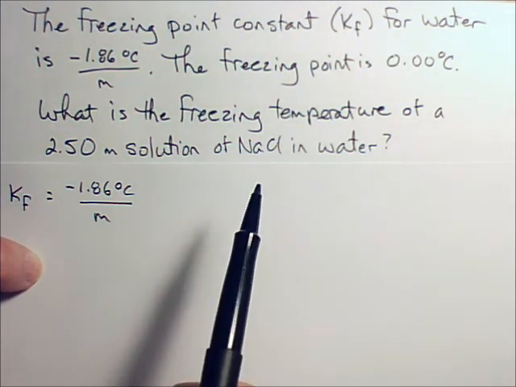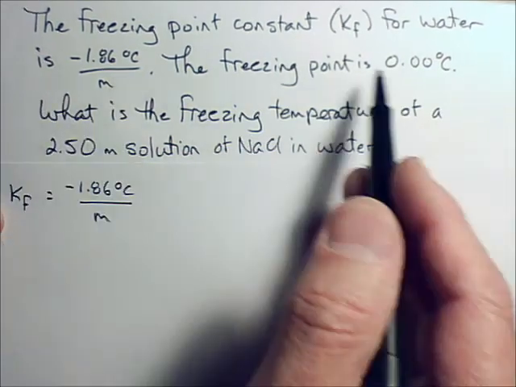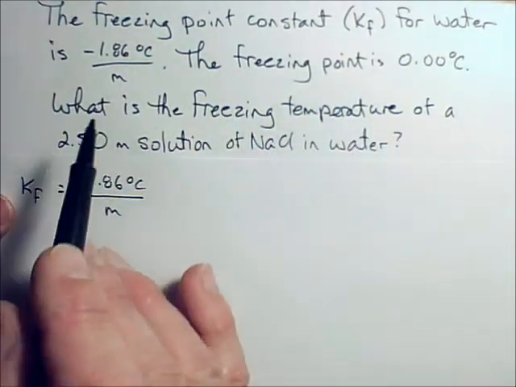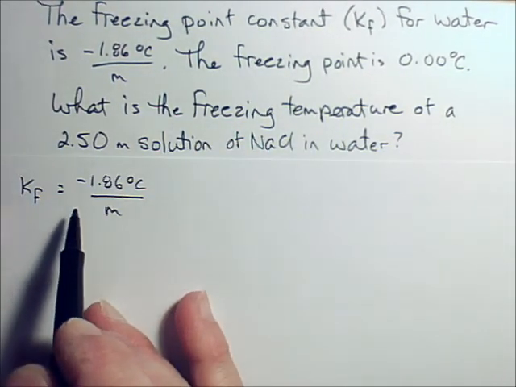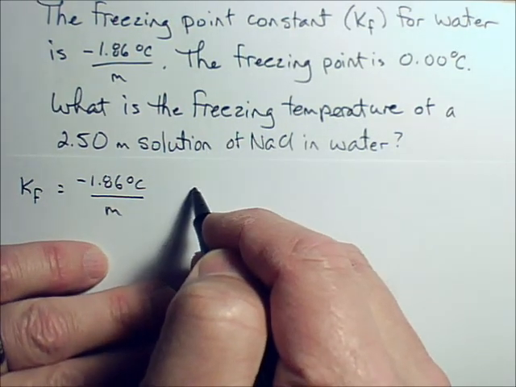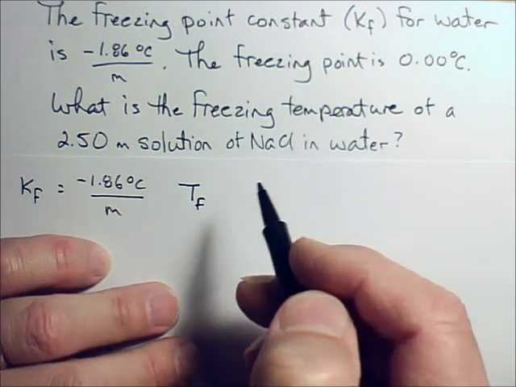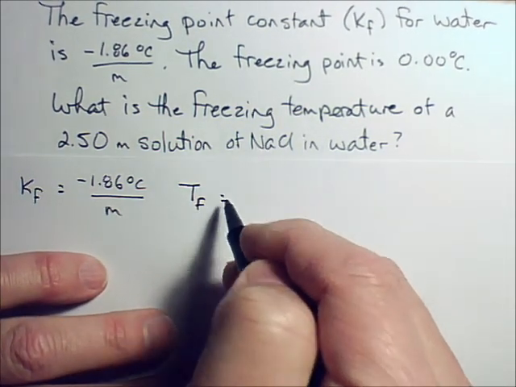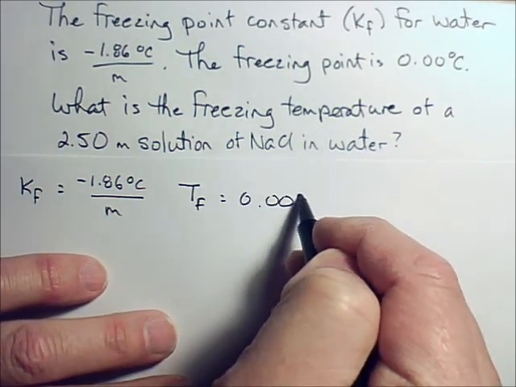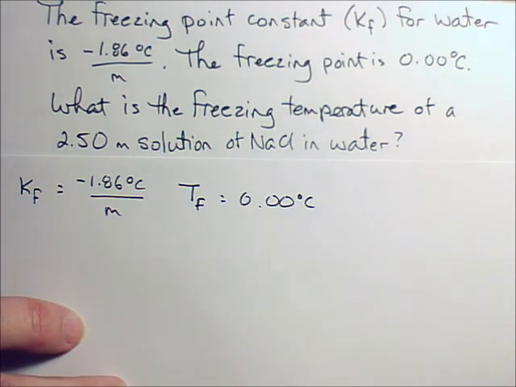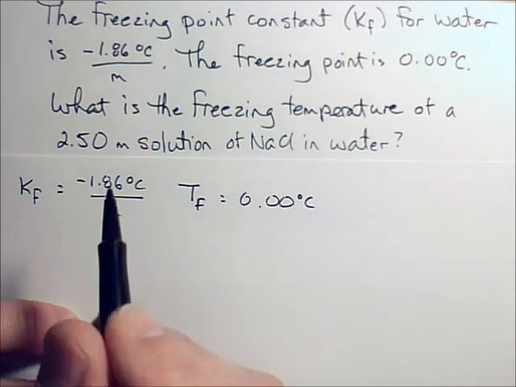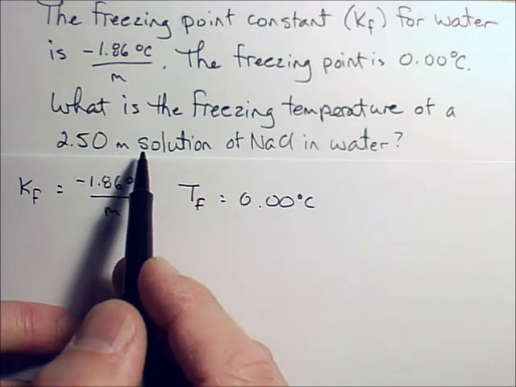All right, so we're making a list from this problem. The freezing point constant for water, it gives you, and I've listed it here. The freezing point, so that's the temperature of freezing, is equal to 0.00 degrees C. And it asks what is the freezing temperature of a 2.50 molar solution.